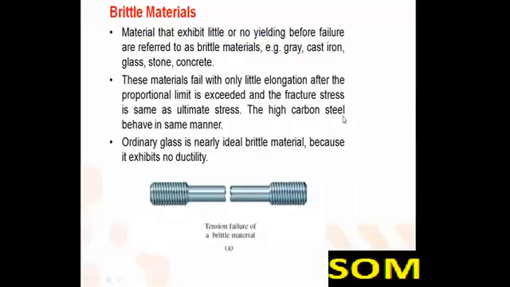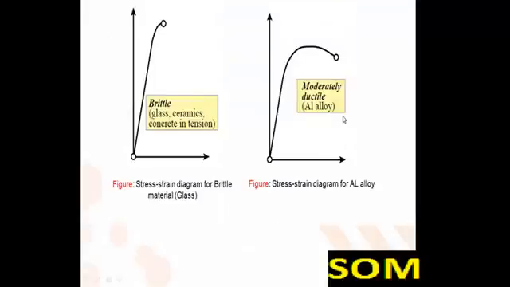Materials that fail in tension at relatively low values of strain are classified as brittle materials. Examples are clay, cast iron, glass, and stone. These materials fail with only little elongation after the proportional limit is exceeded, and the fracture stress is the ultimate stress. Ordinary glass is a nearly ideal brittle material because it exhibits almost no ductility.